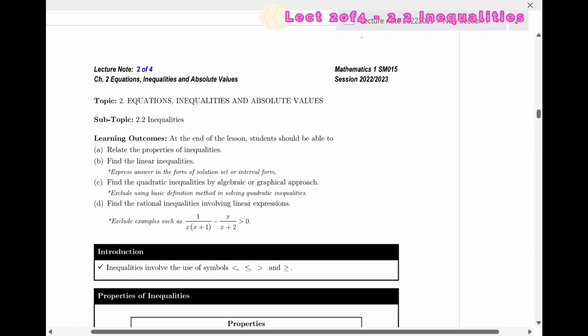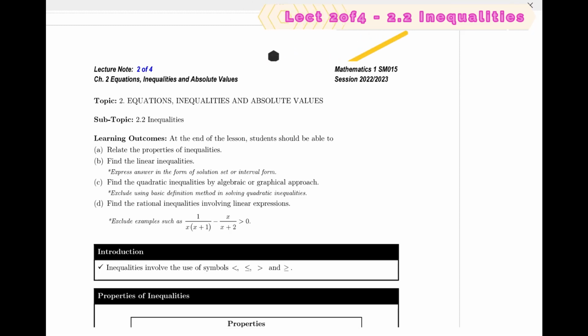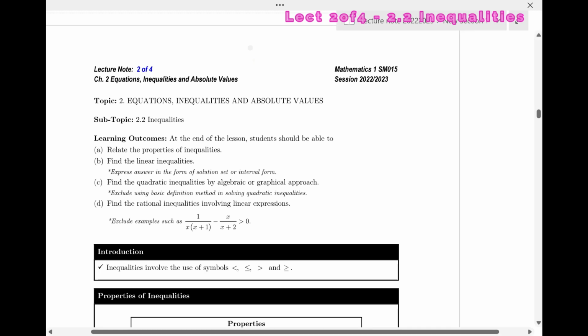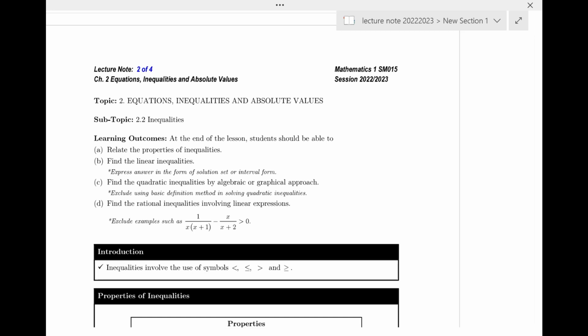Earlier on, subtopic 2.1 was about equations. The difference between equations and inequalities is that for an equation, we have the equal sign in our expression. For inequalities, we have the inequality symbols in our expression.